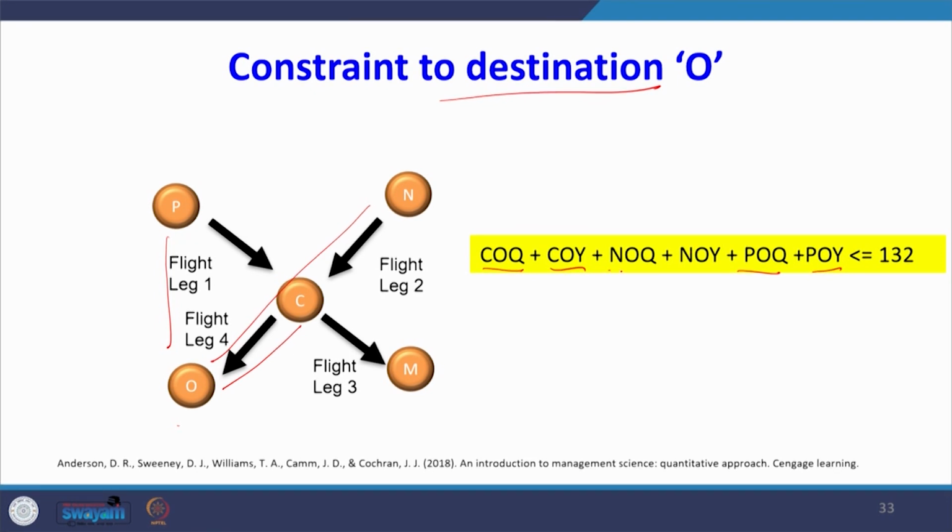so NOQ, NOY. Here you should remember, even though this flight goes NC, this route NCM, he can get down at point C and take another flight. That is the meaning of somebody booking directly N to O, because this flight will not go to O, but he can get down here, then take the flight coming from P to reach O. That is why NO is possible.